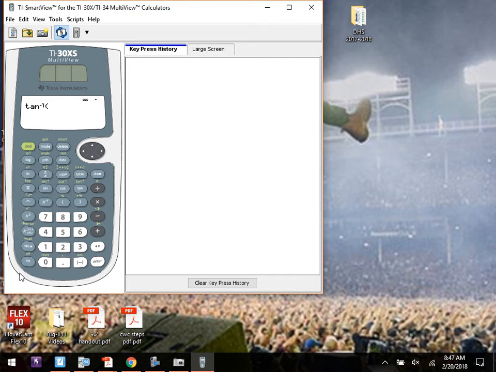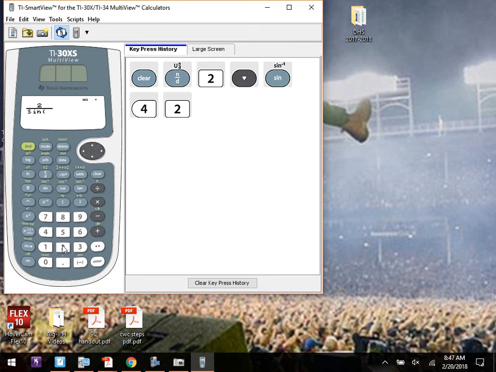So what we would do then in this one was it was a fraction bar. So we have to make our fraction bar. What was it? 2. Sine of 42. So we just go 2 over sine 42 and hit enter.